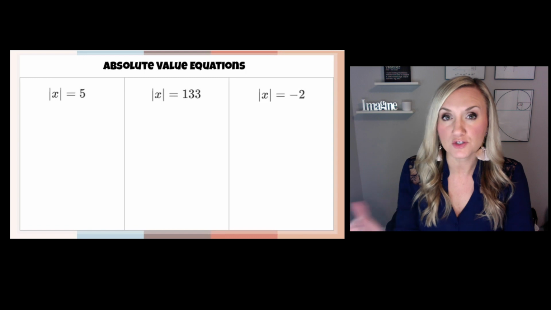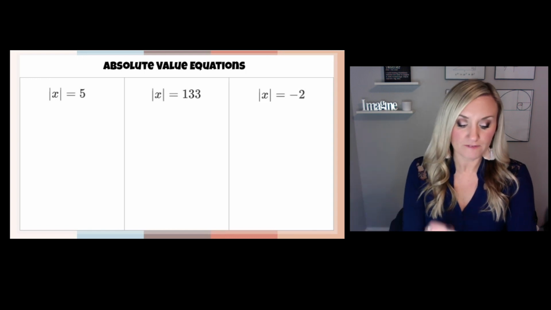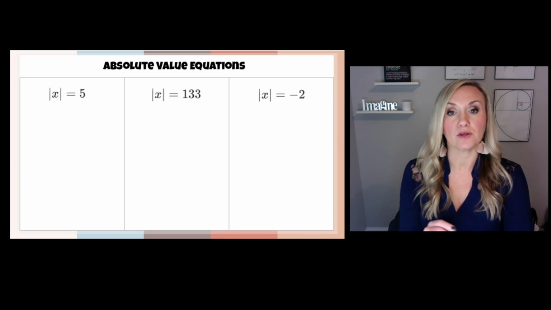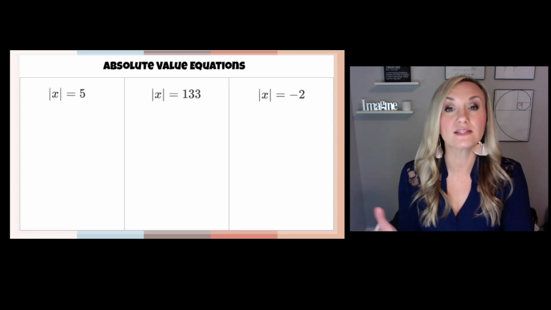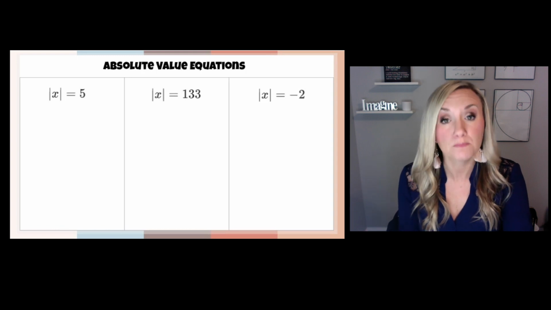I'd like you to take a minute and please write these three down for sure, and then I want to talk to you about them. So the first one is the absolute value of x equals 5. What it's asking you is what are the possible values that x could be?